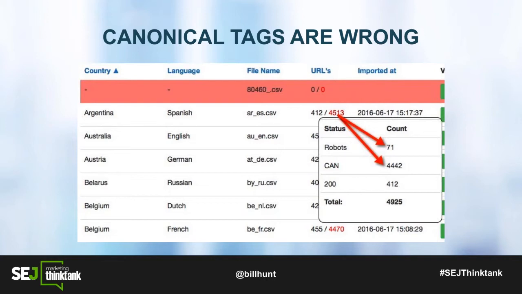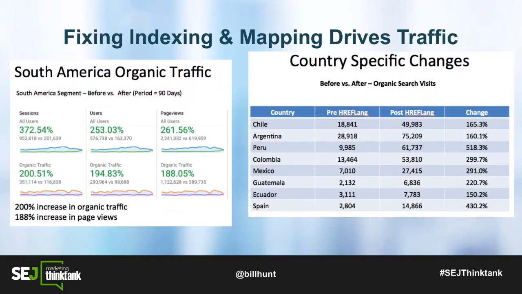So what happens when you fix this, when you get the hreflang correctly in place? Now, if you go to the next slide, this is an example where this company was mapping everything and lumping South America into one big tracking. We can see that over this period of time, which was 90 days, we had a 200% increase in organic traffic. Only because we didn't optimize anything. There were no links done. There were no on-page changes.